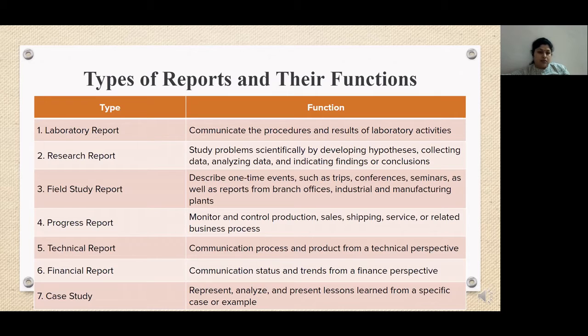Then the case study. As the name suggests, it is related to a case, an example, or a situation on which we need a study. What does a case study communicate? It tells you about a particular incident, topic, or problem. It analyzes and presents lessons learned from a specific case or example.